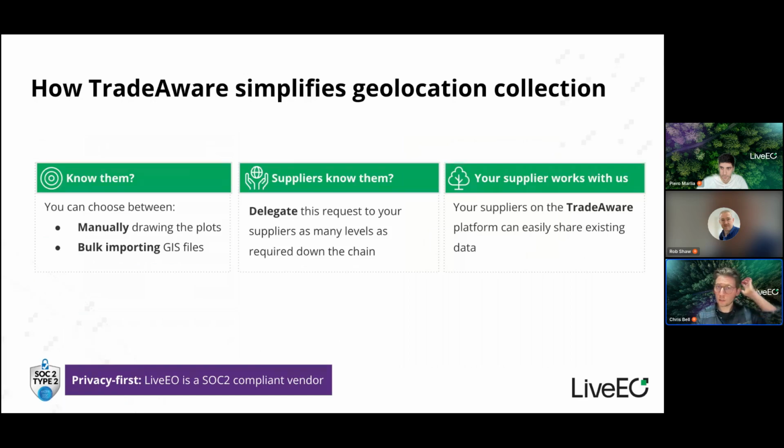Next slide, Andreas. And then, yeah, how does our system simplify the process of geolocation collection for evidence gathering? If you know them, you can manually draw the plots. So in our user interface, you can just draw the plot on the map, or you can bulk upload GeoJSON files as well. The other thing you can do is you can, of course, do that via API as well, rather than in our application, depending on your capacity to work with things like APIs.